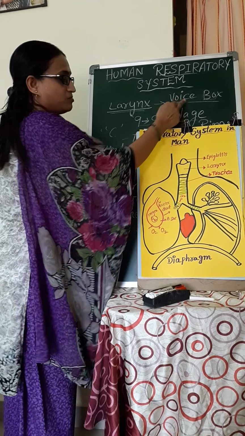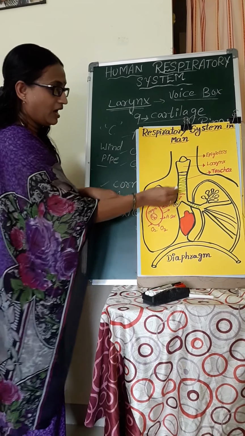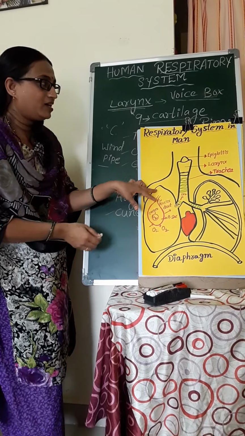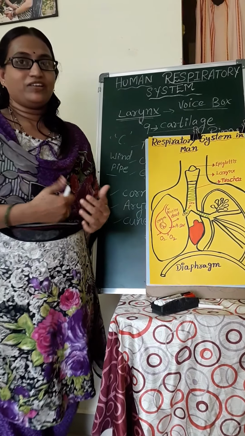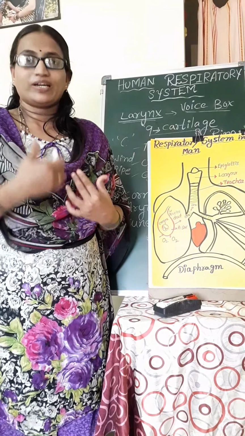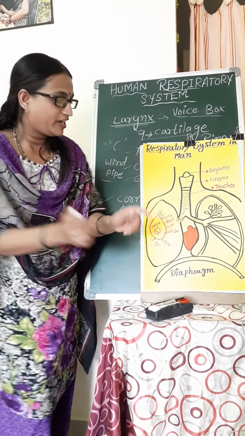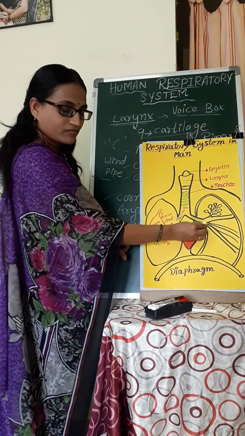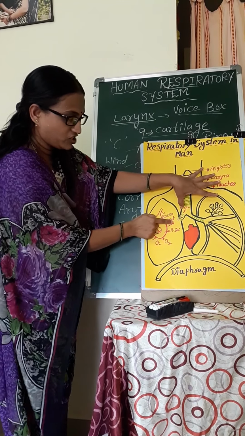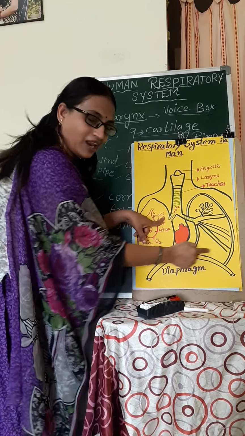Larynx is known as the voice box. Trachea is known as the windpipe. Next, it continues to the 5th thoracic vertebra. This part we call the thoracic part. At the 5th thoracic vertebra, this trachea bifurcates, or divides, into 2 branches. One branch enters the right lung, and one branch enters the left lung.